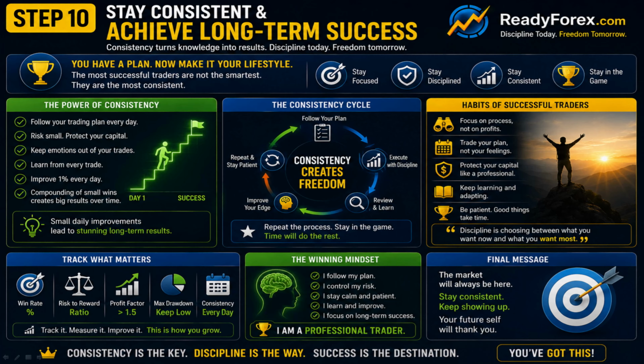Next, review your performance and identify your mistakes. You do not need to become a perfect trader. You need to become a better trader over time. Small improvements in your trading can create significant results over the long term. So remember, stay focused, stay disciplined, and stay consistent. Most importantly, stay in the game.